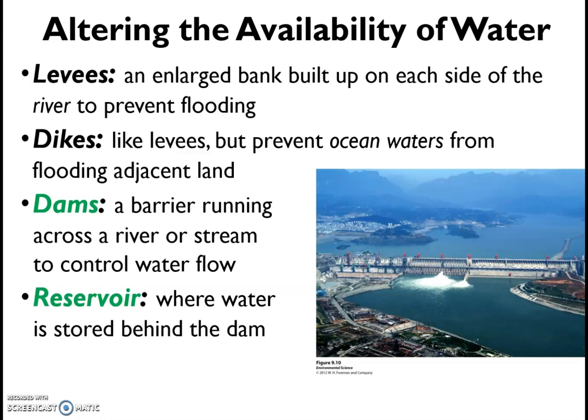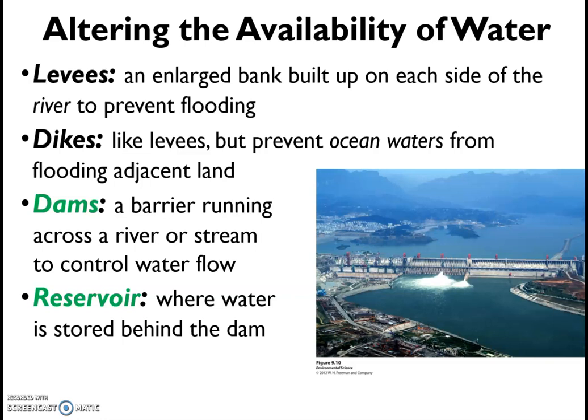So what we really want to focus on here is dams. A dam is a barrier that runs across a river or stream to control water flow. So for example, you have a big river here, and you have a dam across the river, and the flow of the river is in this direction. When you do that, there are a number of benefits and another number of consequences.